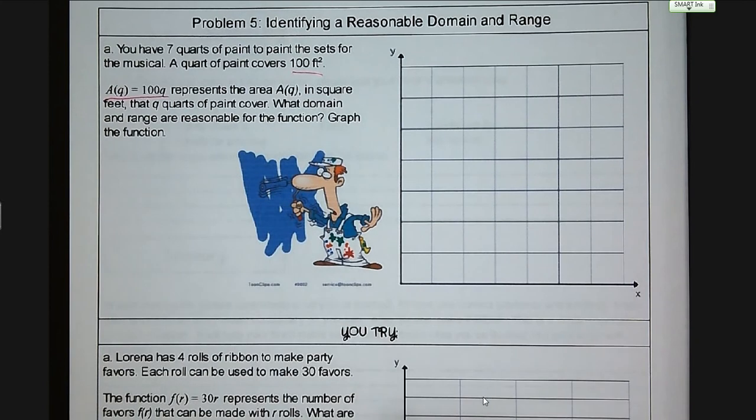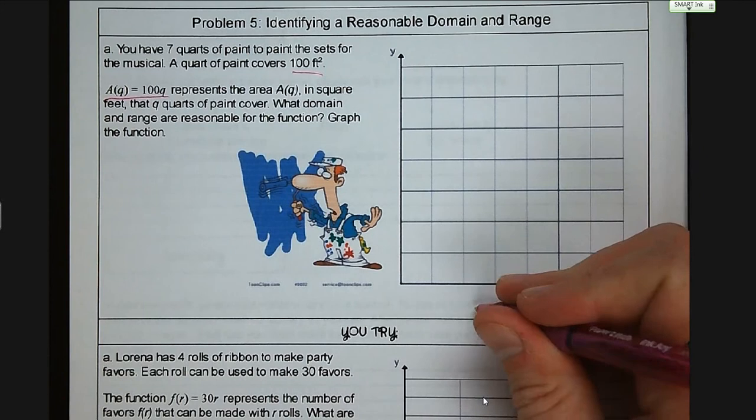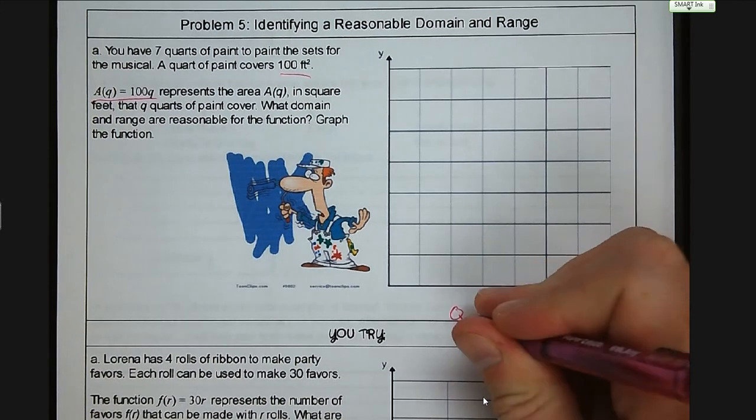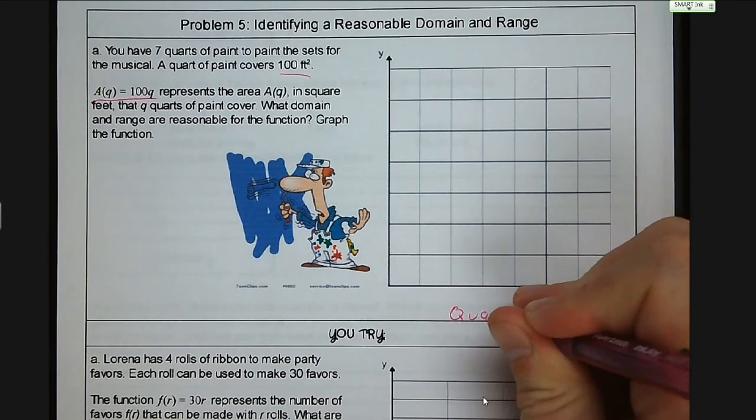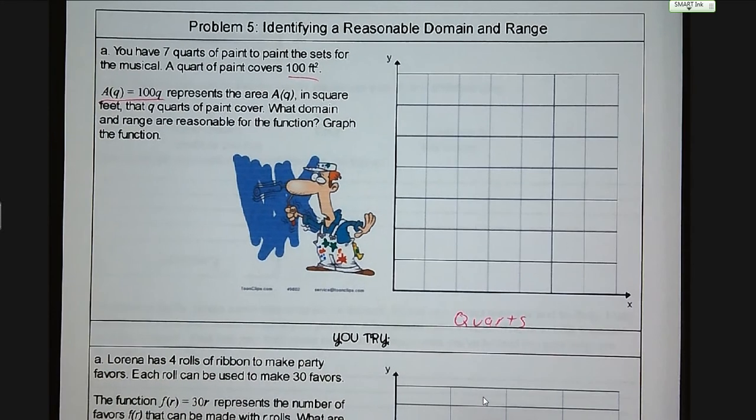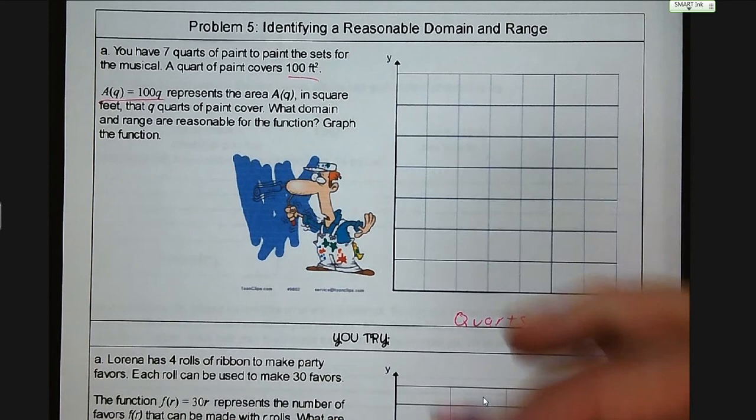And we want to graph the function. So first of all, our independent variable is our quarts. So that goes on our x-axis. Our dependent variable, what depends on the number of quarts we use? It's the area.